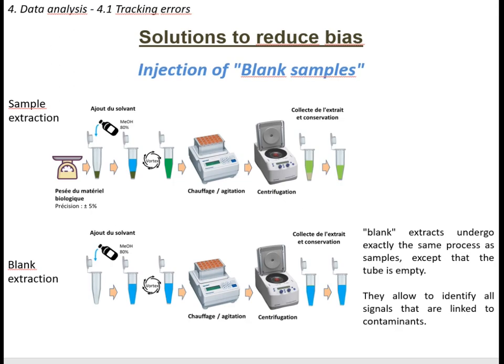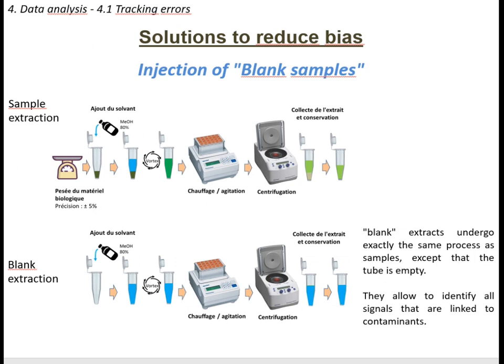Then one basic rule is to always inject blank samples. These blank samples are just empty vials that are treated exactly as if they were a sample. So when you do a sample extraction and before the analysis, and you have to weigh some biological material, you will add some solvent, you will make a process of extraction and heat and agitate and so on and centrifuge. And in the end, you will have a clean extract ready to inject in the machine. Well, the idea is to do exactly the same with one or several blanks, which will follow exactly the same steps, but the only difference is they do not contain any biological material.